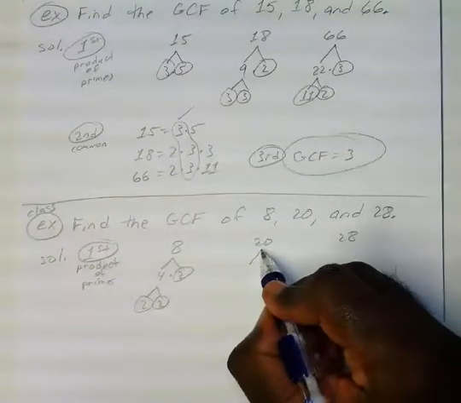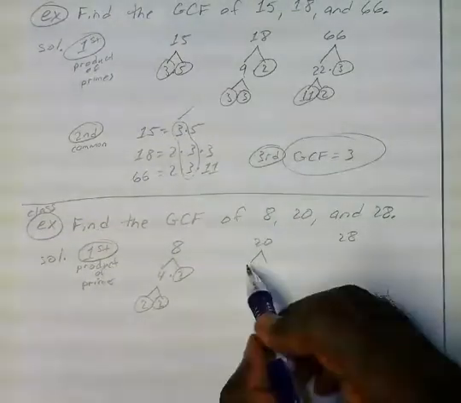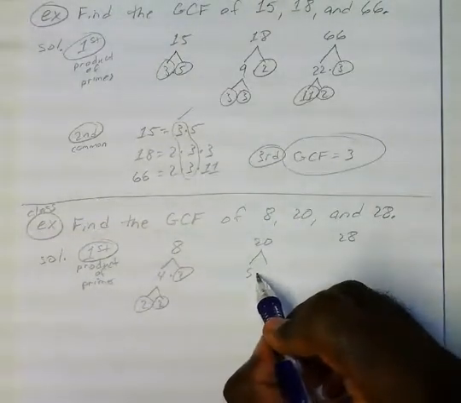20, we can make that 5 and 4, or 10 and 2, does not matter. So we'll make that 5 times 4.